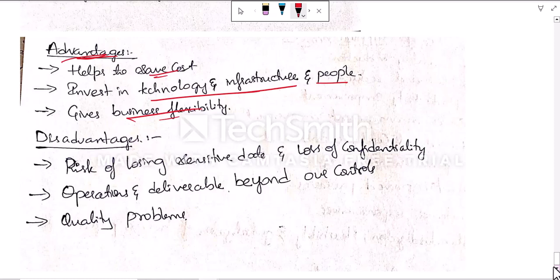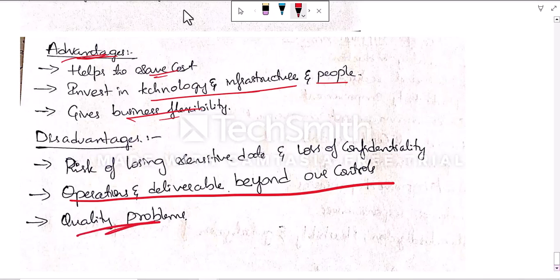And operations and deliverables are beyond our control, because if we have outsourced any input of our product, it will be in their hands to produce and give the inputs on time. If it is not delivered, it is out of our control, we can't do anything about that. And if we pack goods and tell the delivery boy to deliver, but he did not deliver, it is also not in our hands. So there is a loss of control because of this outsourcing, and quality problems may arise.